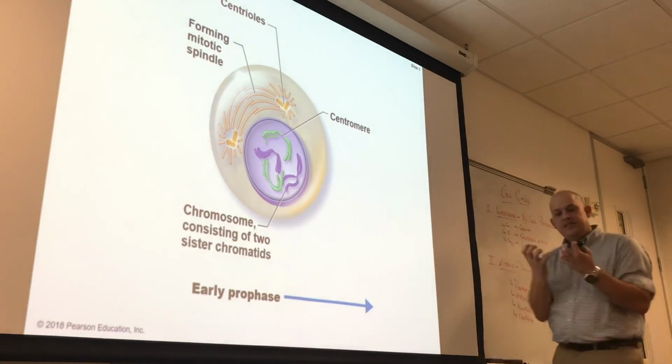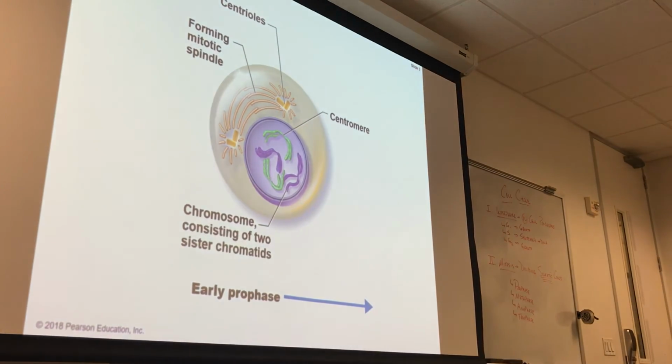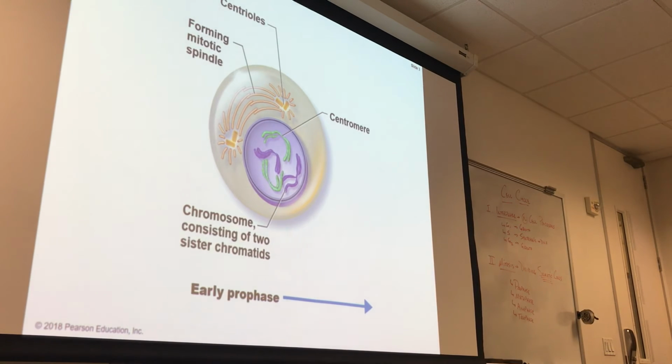We've now condensed our DNA from chromatin into chromosomes, which we're going to easily be able to separate. Chromatin, we can't separate that well. Chromosomes, we can replicate very easily.